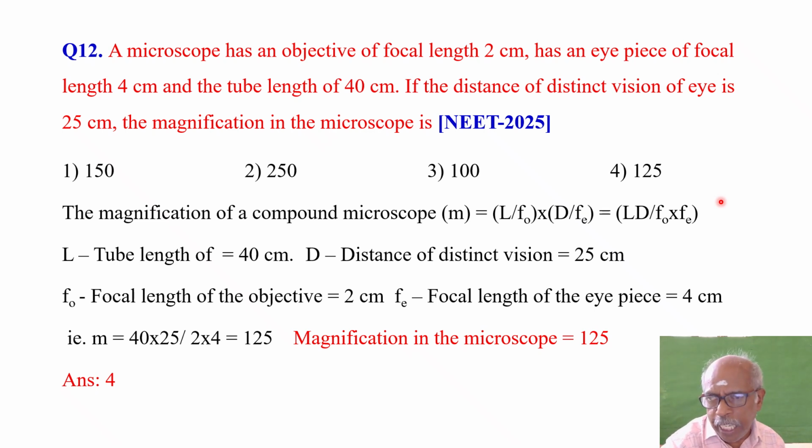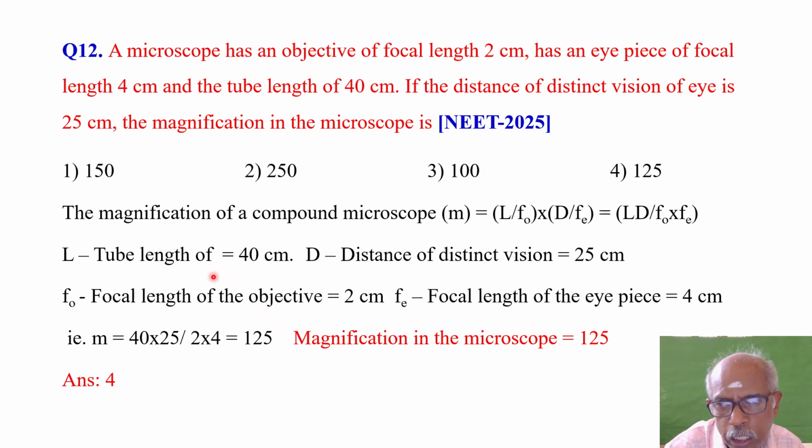We have a direct formula for this. The magnification of a compound microscope, M, is equal to L by F naught into D by F. You can also write this as L into D divided by F naught into F, because L and D are in the numerator, and F naught and F are in the denominator.